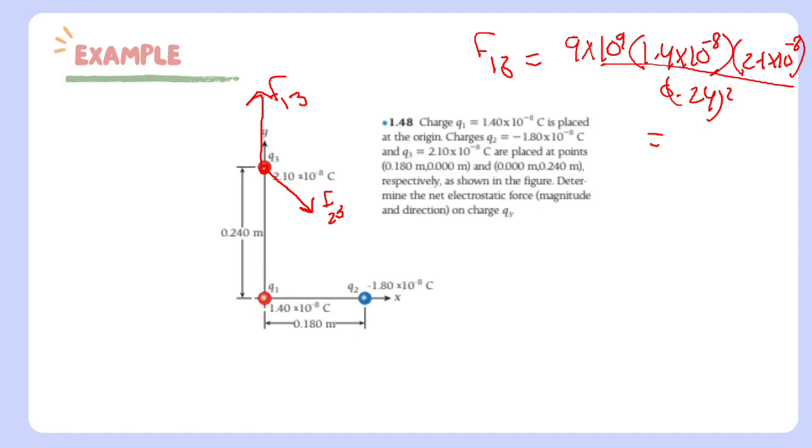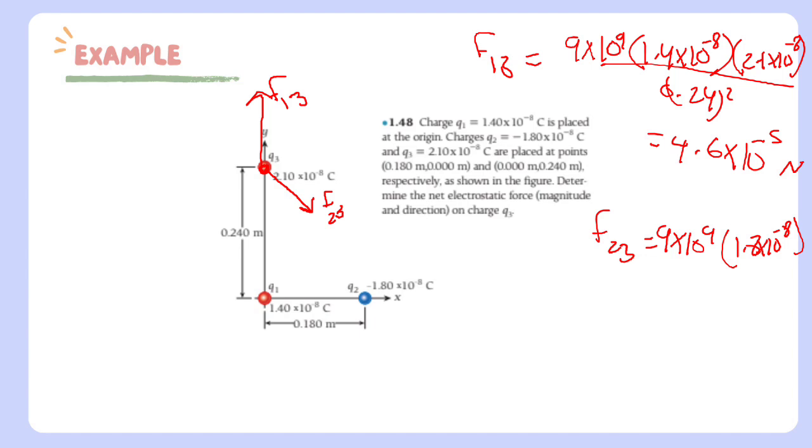That will give us a value of 4.6 times 10 to the power of negative 5 Newton. And so let's do the same for the force of Q2 on Q3. That would give us 9 times 10 to the power of 9, which is K, times Q1, which is Q2, which is 1.8 times 10 to the power of negative 8.